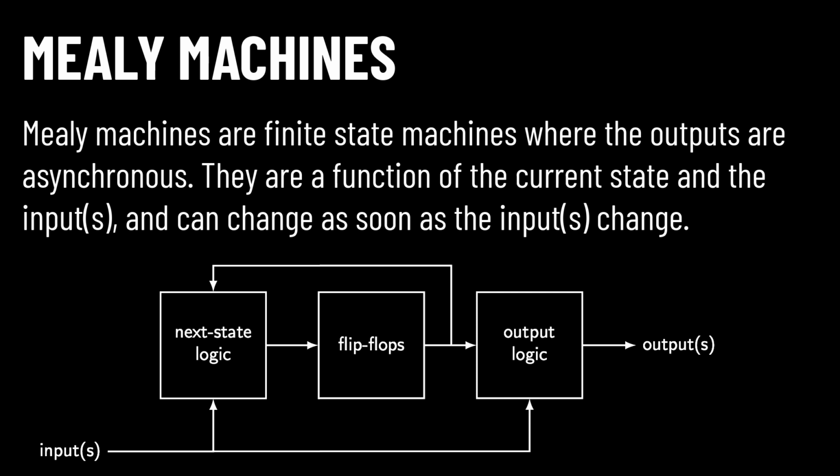A Mealy machine is a finite state machine where the outputs of the circuit are asynchronous. That is, the output or outputs are defined by both the current state and the value of any input variables. This means that as soon as one or more input variables change, the output has the ability to change immediately and not necessarily when the clock ticks.